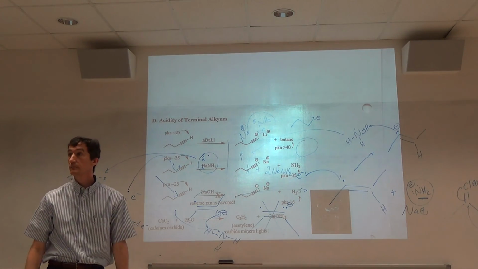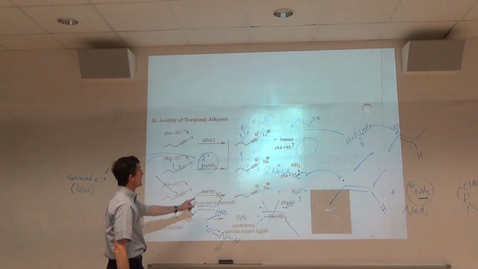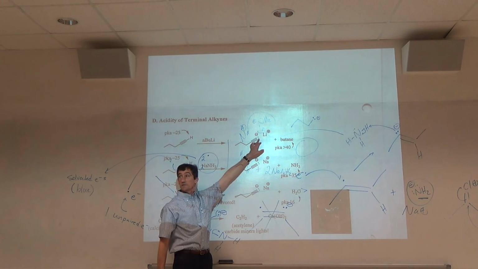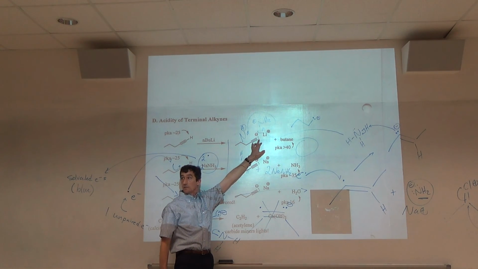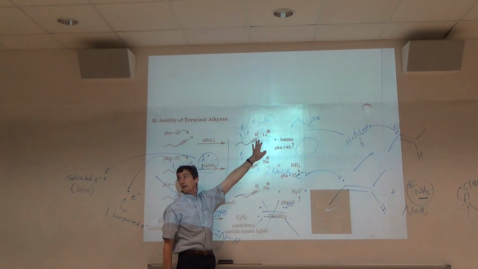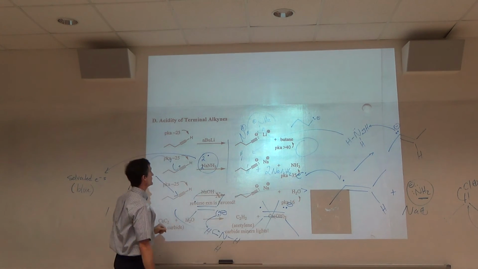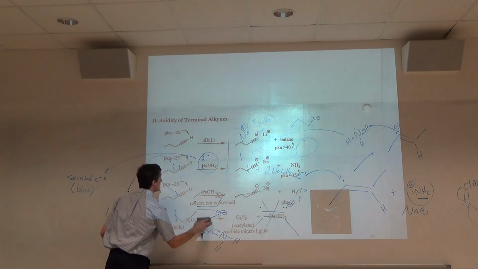Hybridization effect. Right? Because this is sp, it's 50% s. Actually, if you look back at the acid-base handout, I discussed that right there with the hybridization. Look back at your acid-base, the pKa's in the back of your lab manual. Terminal alkynes have enough acidity that we can do chemistry. What type of bases will remove that H?